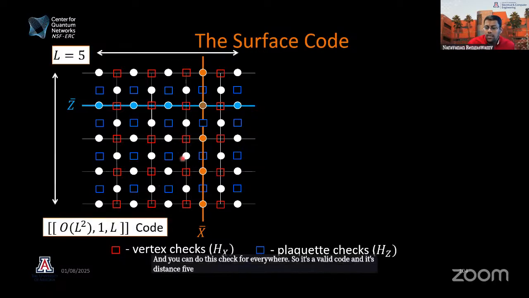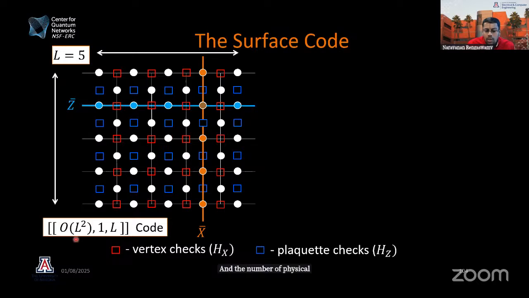And it is part of a family of codes which all encode a single logical qubit. They have distance L. Here L is 5. L is just the length of the grid. And the number of physical qubits, you can count, will be of order L squared.